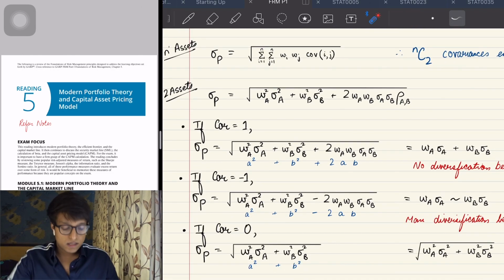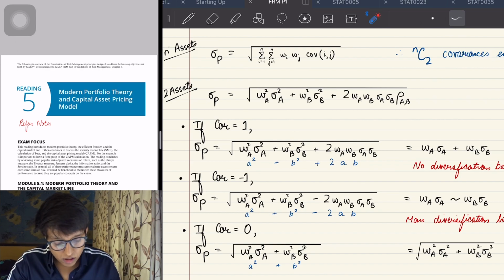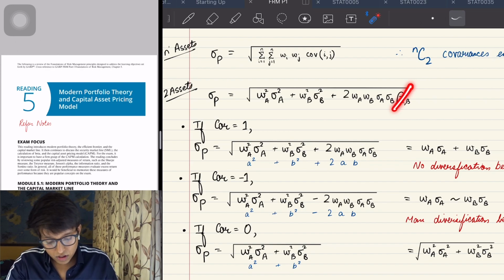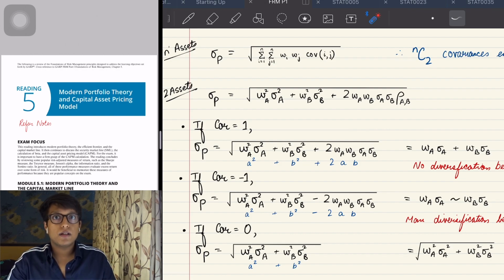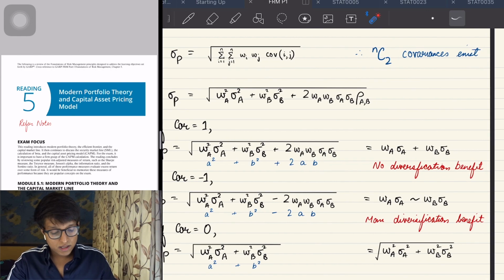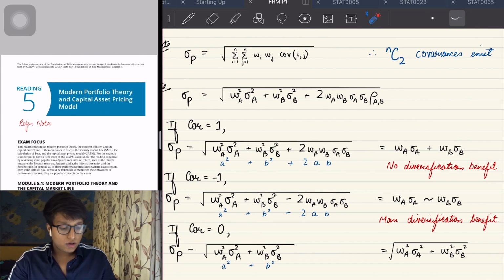And then we consider three different cases. When the correlation between the two assets is 1, this term goes away almost. And then we get something like a squared plus b squared plus 2ab. So that becomes (a plus b) whole squared, and then the square and the root get cancelled out. So you just get a plus b. And here you're getting no diversification benefit. Your standard deviation for both assets is just the sum of their weighted sums.